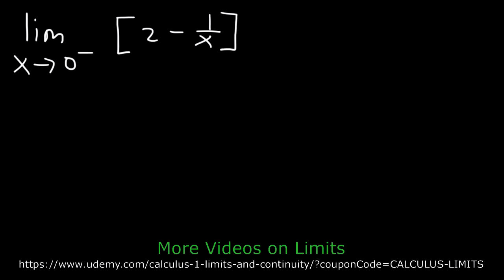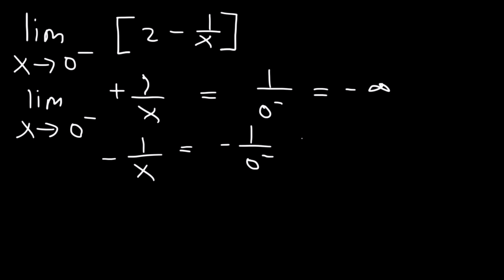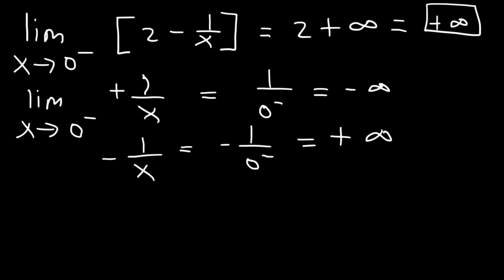Now, what is the limit as x approaches 0 from the left of the expression 2 minus 1 divided by x? Go ahead and try that. Let's start with this term. What's the limit as x approaches 0 from the left of positive 1 over x? We know that 0 from the left, this is going to be negative infinity. So if we have negative 1 over x, this will change to positive infinity. So this becomes 2 plus positive infinity, which in the end will be positive infinity.